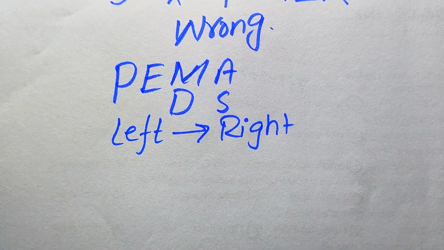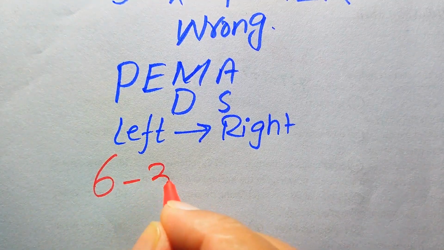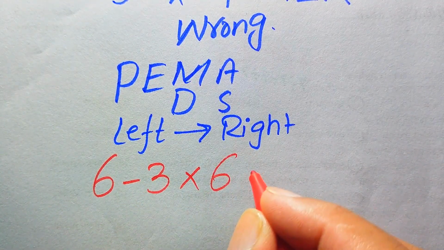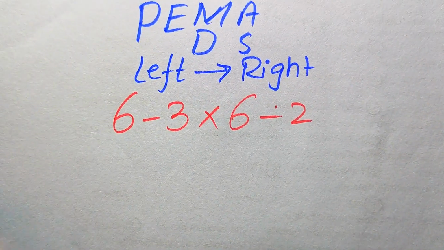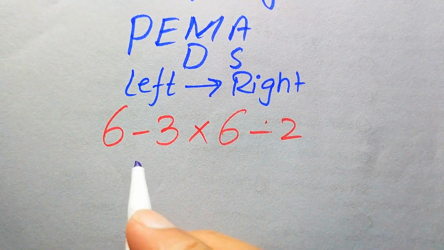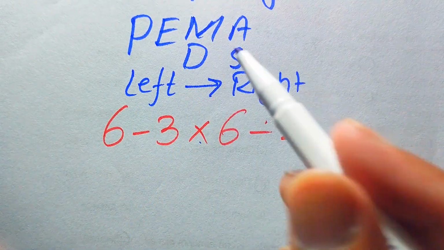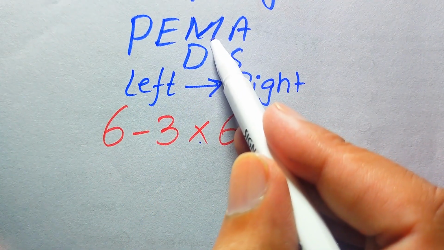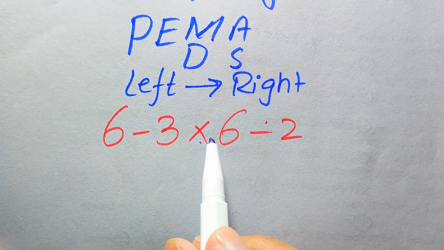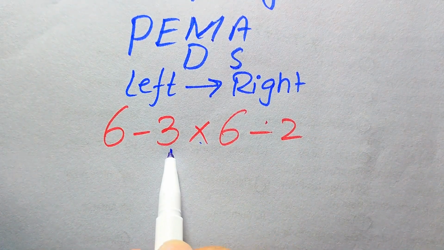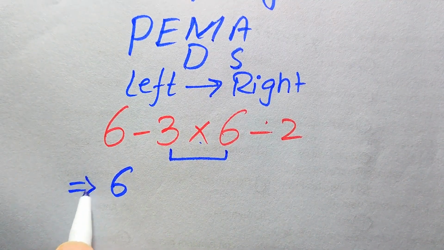And now we move towards the solution of the given question. First we copy down the given question statement. Here it is 6 minus 3 times 6 minus 2. So first you see that here we have two operations, subtraction and multiplication. And from this PEMDAS rule, multiplication gets the first priority and subtraction gets the last priority. This means that first we need to simplify the multiplication term, so we multiply these two values and write the other terms as they are.